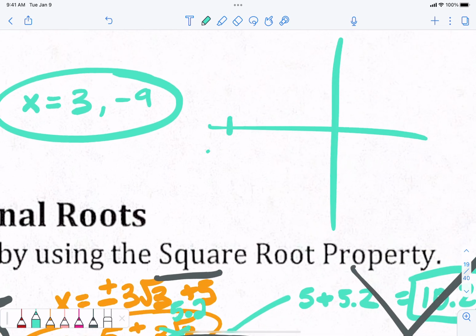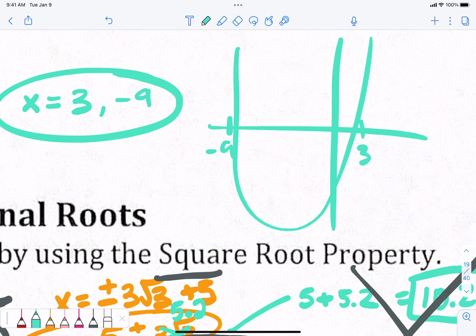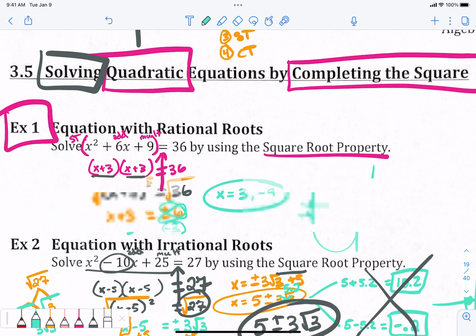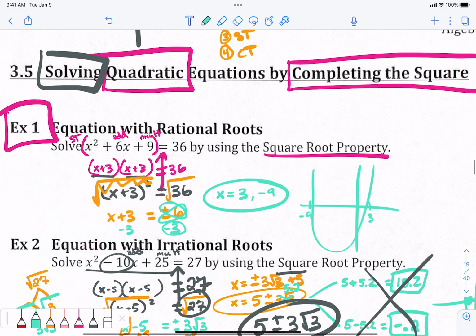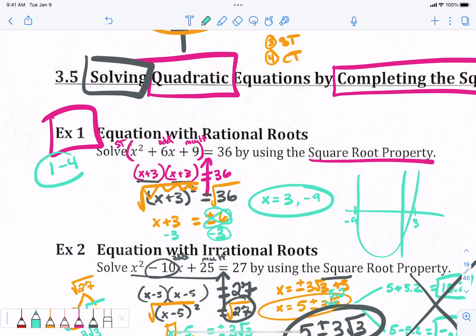Those are the x-intercepts. So negative 9 is over here, and 3 is like here, and then he's going to loop like that. Something of that nature, right? That's what he will look like. Those are my 2 zeros. Happy with that? Okay, so that was using the square root property. That's like problems 1 through 4 on your homework, yeah?